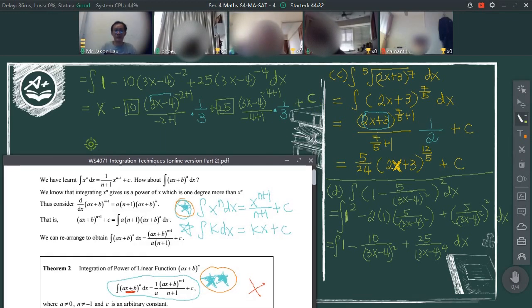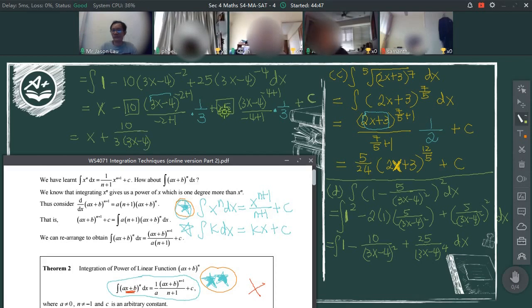Then finally, just simplify a bit. So this gives you plus 10 over 3, 3x minus 4 to the negative power, bring it down. Then minus, plus or minus 25 over 9, 3x minus 4 power 3, then plus c.